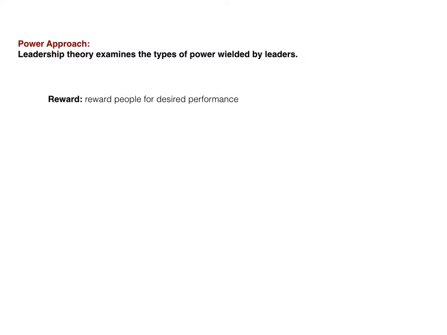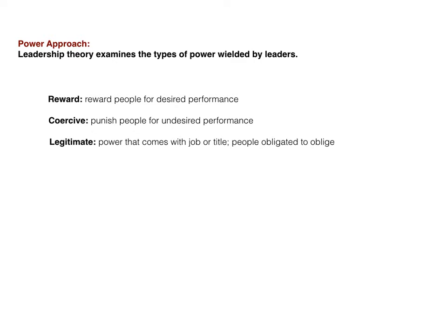Second type of power is coercive power, and this is just the opposite. This is the power to punish people for undesired performance. So we talk about the carrot and the stick, and this would be using the stick. Third type of power is legitimate power. This is power that comes with the job or the title, and people are obligated to oblige the leader.